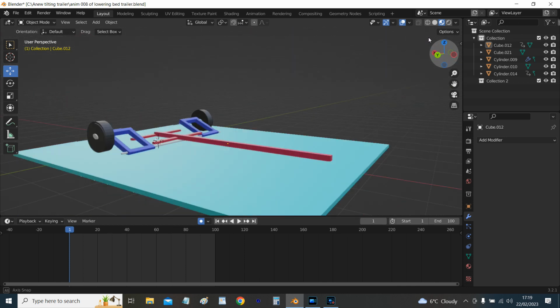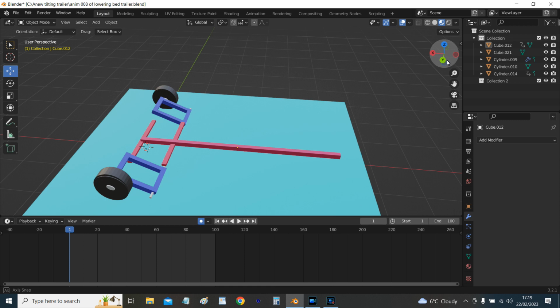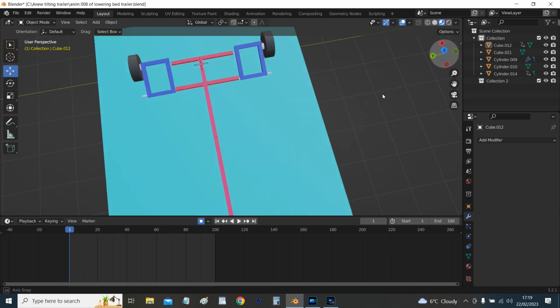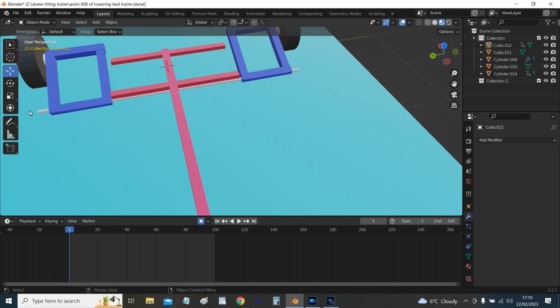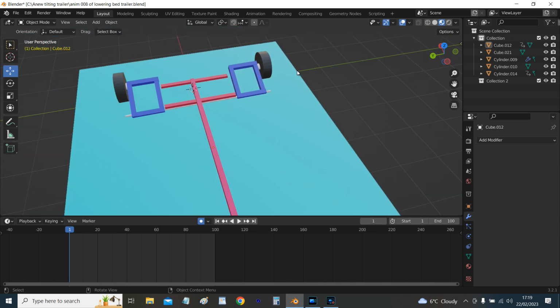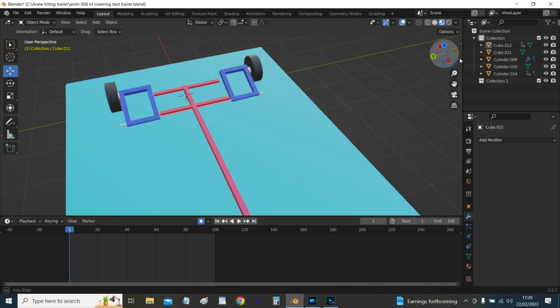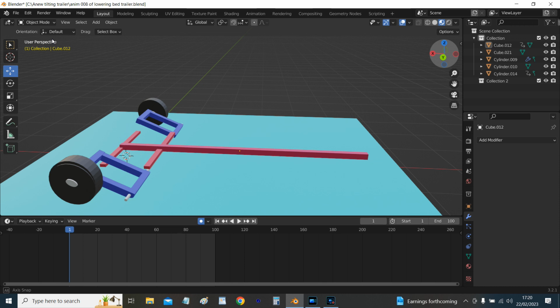we could just raise up the two blue subframes, which, when I zoom in, we can see that there's an axle running right through the front of the blue subframes, through the red cross section, into the other blue subframe. So that's both subframes pivoting on an axle at this point. Let's have a look at it in action.